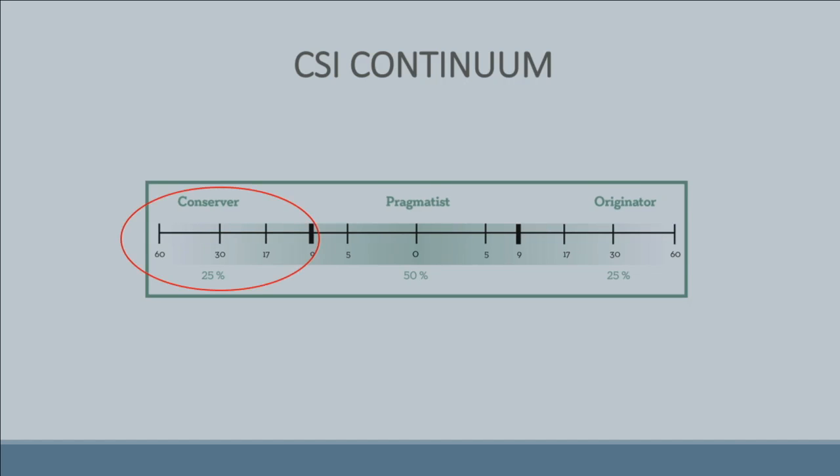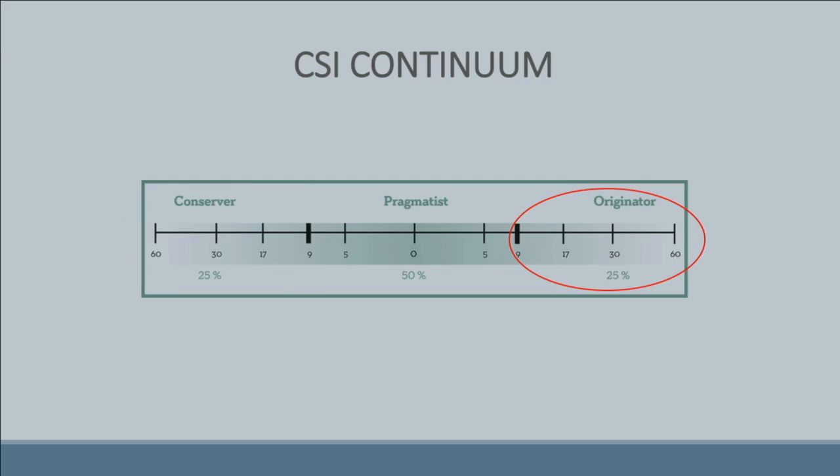And what you come up with is you might be on the side of the line where 25% of the population falls squarely in the conserver category. Or perhaps you answer the questions in such a way that you come out aligned with the 25% who score in the originator category. The middle 50% fall in the pragmatist category.